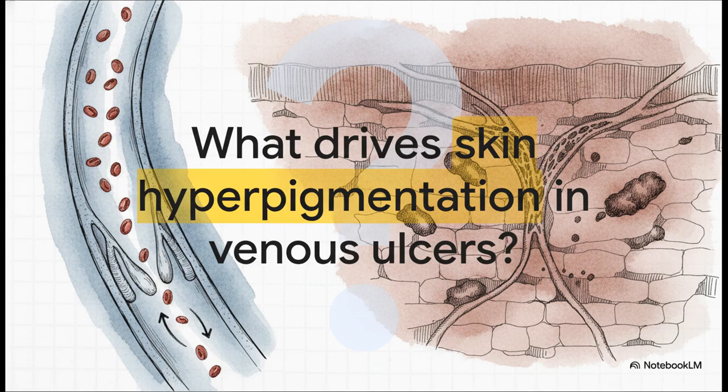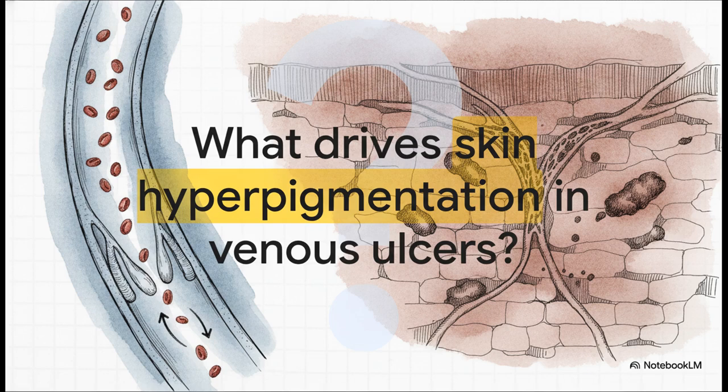Question 4. What is the mechanism driving skin hyperpigmentation in a 50-year-old male with a medial malleolus ulcer? A, atypical melanocytes, B, venous hypertension and hemosiderin, C, iron overload, or D, fungal infection? The answer is B. Chronic valvular incompetence creates this persistent high venous pressure in the lower leg.